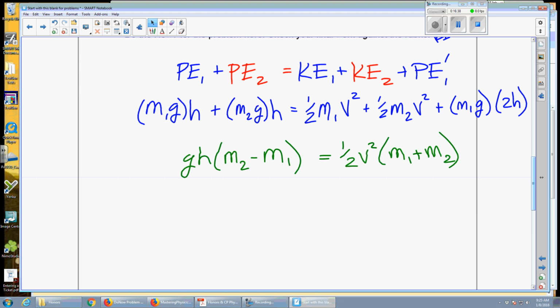Well, I pulled everything that had any type of M, a G, and an H into it on the left side. And I kept anything that had any type of M, a 1/2 and a V in it on the right side. And then I factored out common terms. I brought it over the other side, which made it negative 2H.